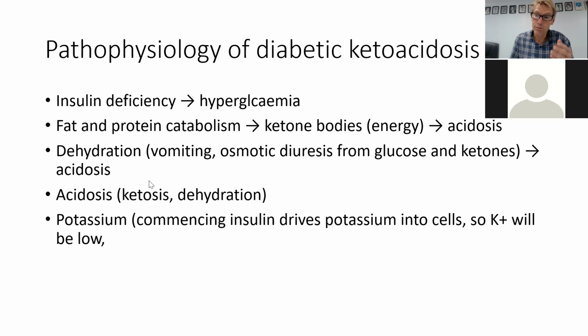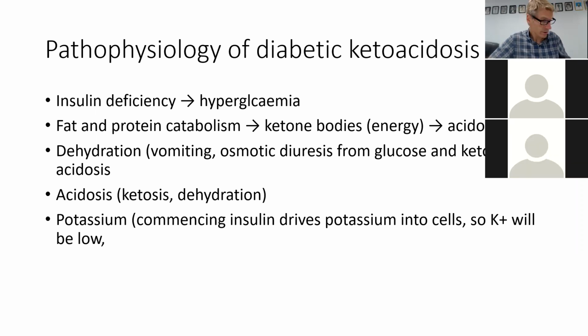There is dehydration from vomiting, from the osmotic diuresis, from glucose, hyperglycemia, and ketones, and part of the acidosis is because of dehydration as well. So I said most of the dehydration is because of the hyperglycemia and the osmotic diuresis, but some of it's because of vomiting and other things.